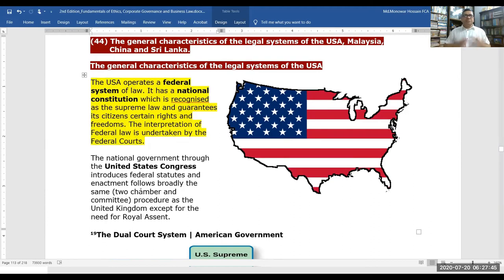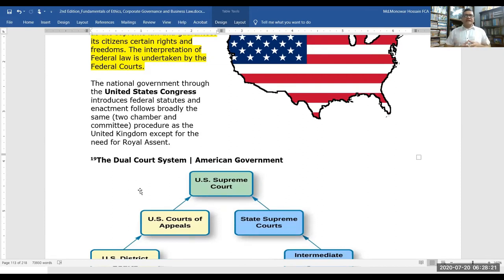So the U.S. operates a federal system of law. It has a national constitution, which is recognized as the supreme law and guarantees its citizens certain rights and freedoms. Interpretation of federal law is undertaken by the federal courts. The national government, the United States Congress, introduces federal statutes, and enactment follows broadly the same two-chamber and committee process as the United Kingdom, except for the need for royal assent.